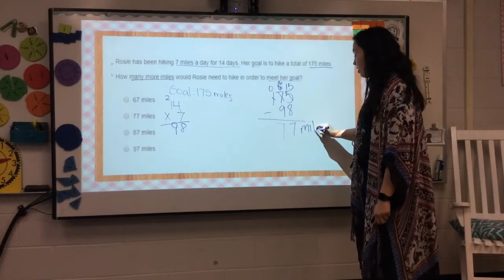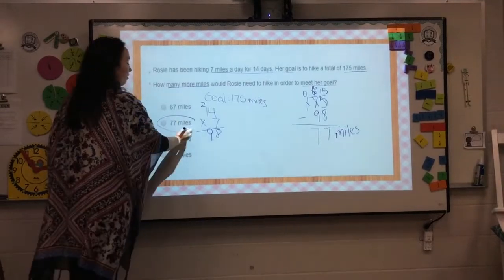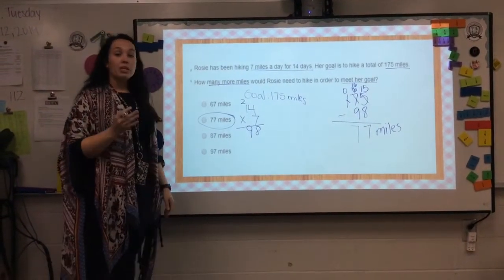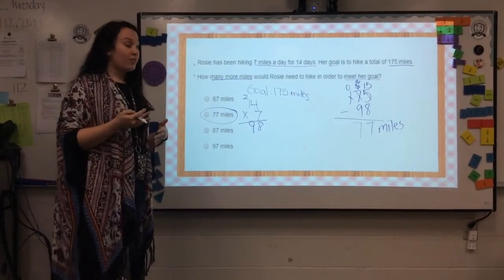And we always tell them to put whatever we're counting, miles, cookies, etc. And we just circle it over here. So how many more miles does she need to meet her goal? 77. A final strategy to use to make sure our answer is correct is to check with the inverse.